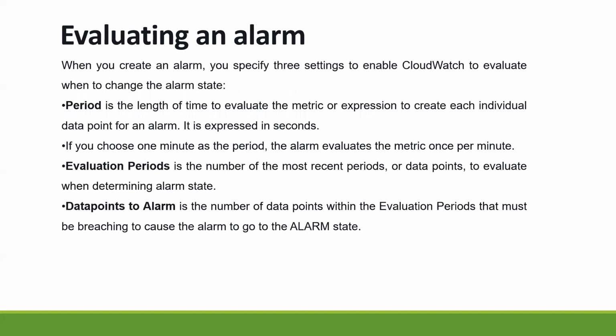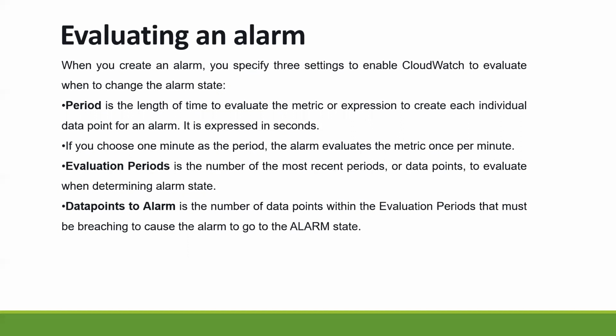Then how can we evaluate the alarm? We specify three things: period, evaluation periods, and data points to alarm. Period is the length of time to evaluate the metric or expression for each individual data point of our alarm, and it is expressed in seconds. So we can choose 1 minute as a period and evaluate that metric per minute, 2 minutes, 3 minutes, or 5 minutes. We can define it.